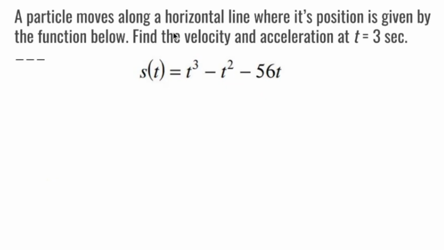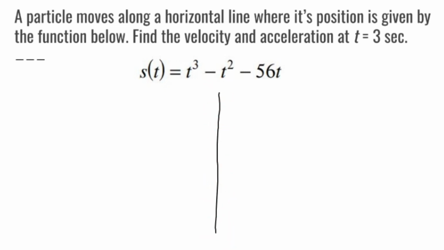A particle moves along a horizontal line where its position is given by the function below. S of t equals t cubed minus t squared minus 5t. Find the velocity and acceleration at t equals 3 seconds. Well, let's do this. Let's do the velocity on the left. Let's do the acceleration on the right.